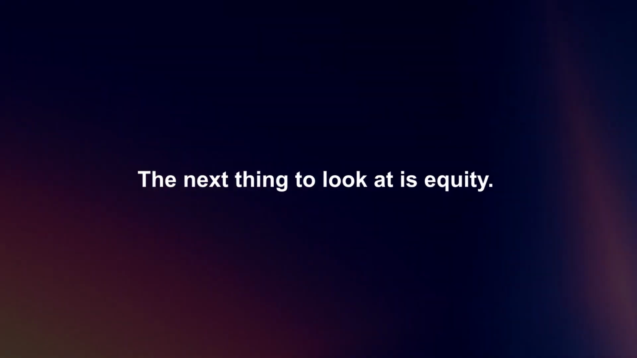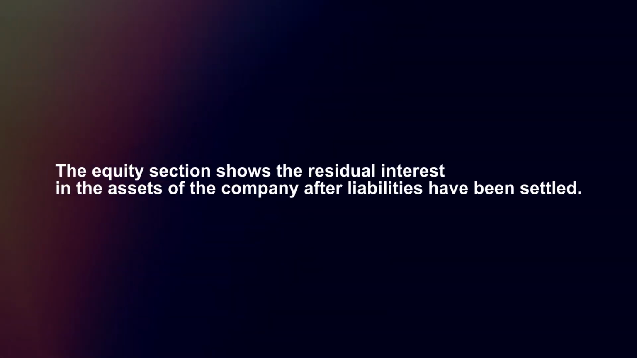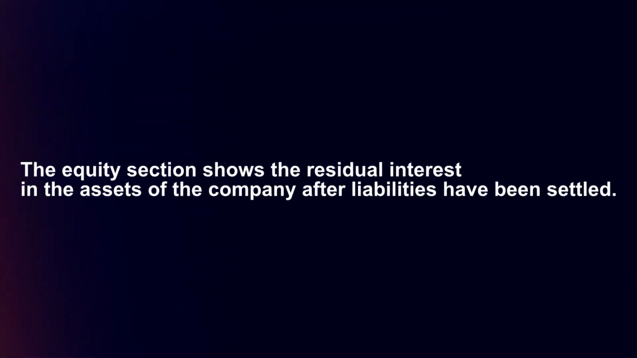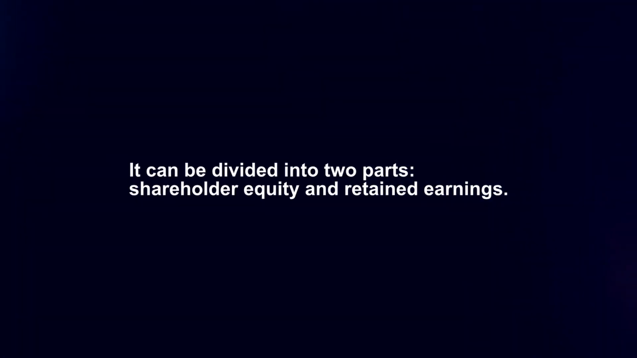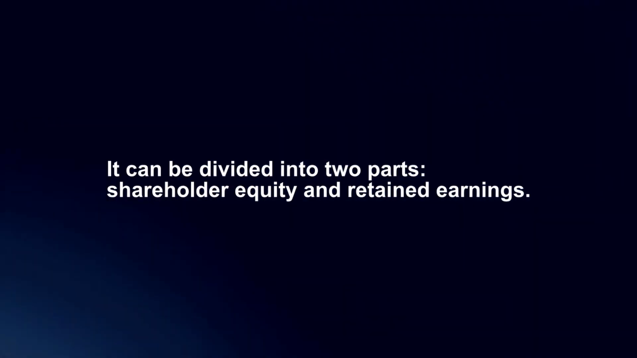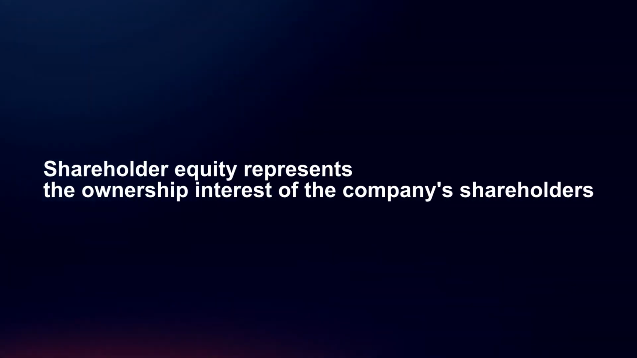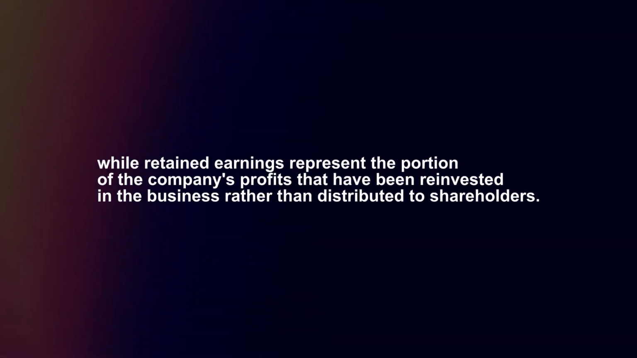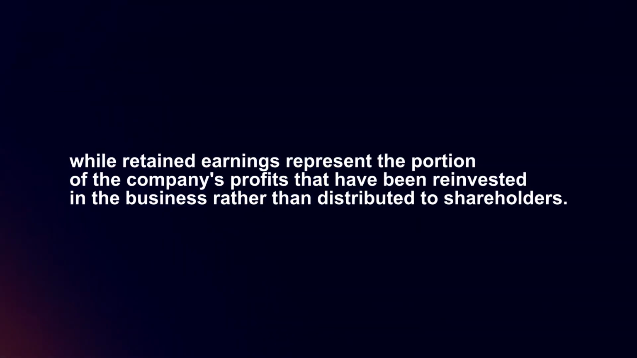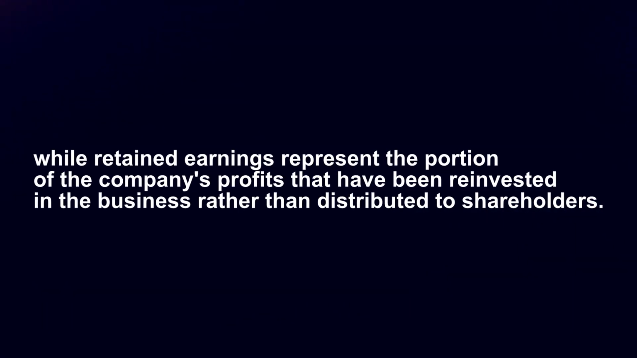The next thing to look at is equity. The equity section shows the residual interest in the assets of the company after liabilities have been settled. It can be divided into two parts: shareholder equity and retained earnings. Shareholder equity represents the ownership interest of the company's shareholders, while retained earnings represent the portion of the company's profits that have been reinvested in the business rather than distributed to shareholders.